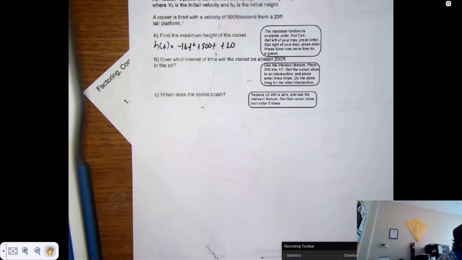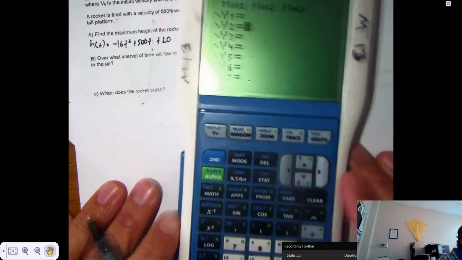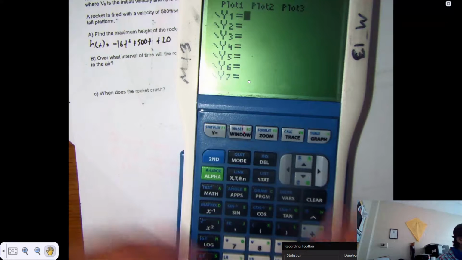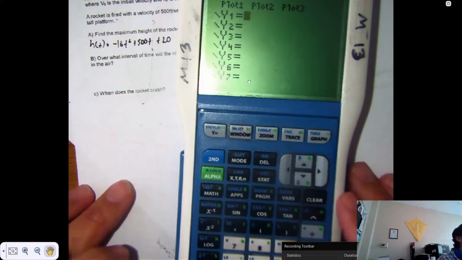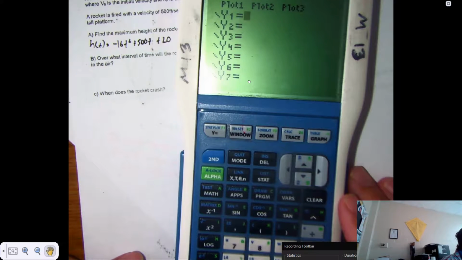Part A says find the maximum height, and I'm trying to get you to use a calculator here. This may not have been the best example for this. But go to y equals, done by pressing y equals, and then type that equation in.